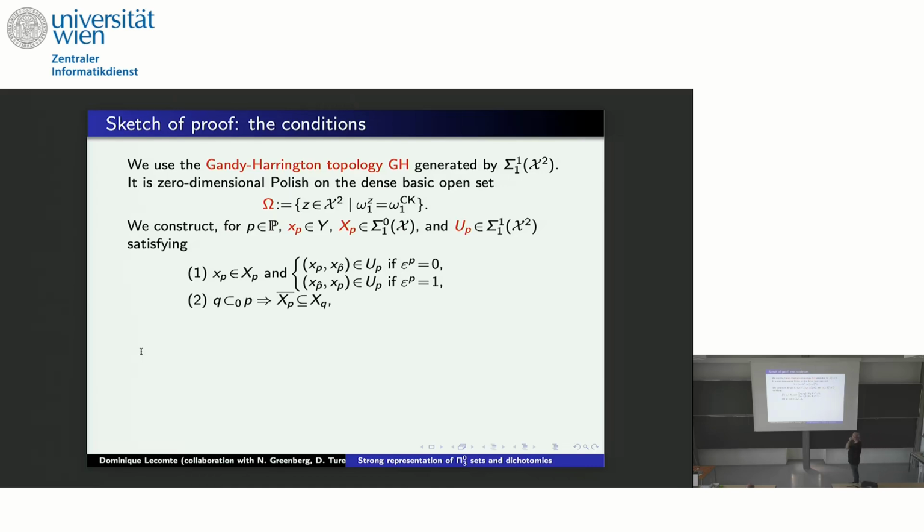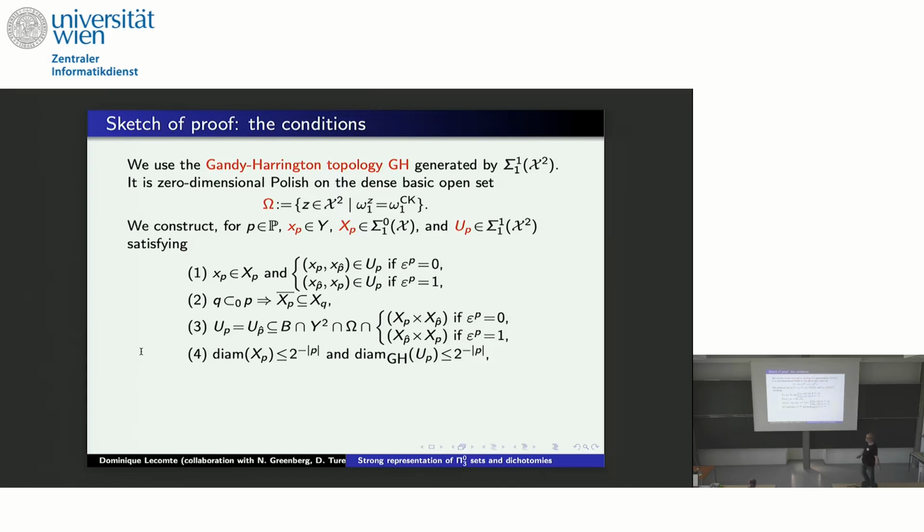So to ensure continuity of the homomorphism, we say that if Q is a proper zero predecessor of P, then the closure of XP has to be contained in XQ. UP will always be the same as UP hat. And it will be a subset of B intersected with Y2, which is non-empty by what we did before. And if it's non-empty, it has to meet omega, which is dense. And then we need also inclusion into this product of open neighborhoods in the right order. We need vanishing diameters. This is a usual condition. And sometimes we need to decrease also in the sigma 1,1 sets.